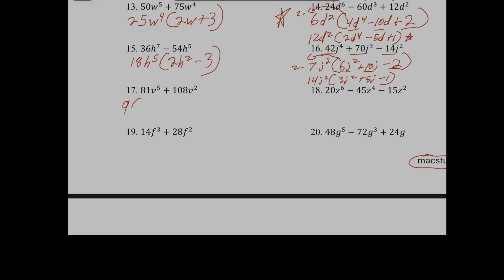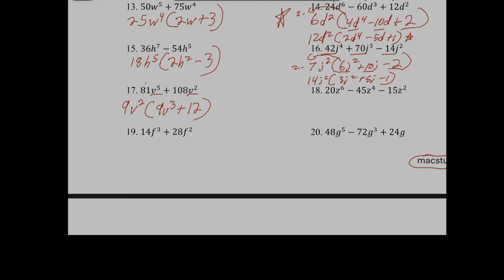Here I'm going to pull out a 9, and not just a 9, I'm going to pull out a v to the what? V to the 5th? No, v to the 2nd. I can't pull 5 v's out of that. There's only 2 there. So you always have to go with the lowest exponent, okay? All right, so once I do that, on the first term, I'm left with a 9v cubed. And on the second one, 9 times 12 is 108. I pulled out all the v's, so done.